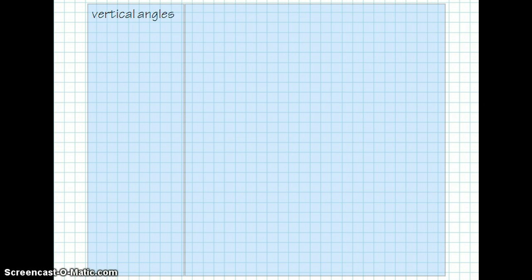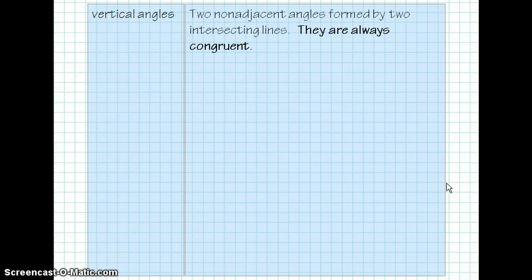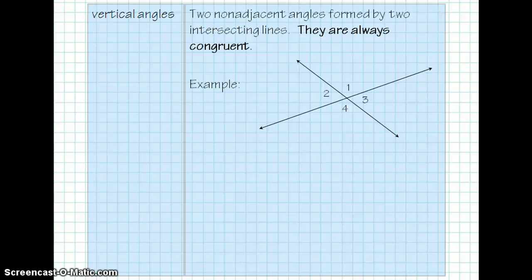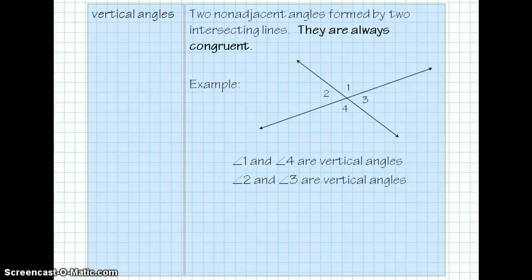Vertical angles, again, this is another one that is very, very important. You're going to see this from now until June. They are two non-adjacent angles formed by two intersecting lines, and they are always congruent. I would like you, whenever you see two intersecting lines, for the first thing that comes into your head to be vertical angles. You may not necessarily always need vertical angles, but if you always immediately recognize them, that will certainly help you along here. So in this case, we've got angle 1 and angle 4 are vertical angles, which means they're congruent. And angle 2 and angle 3 are vertical angles, which means they're congruent.